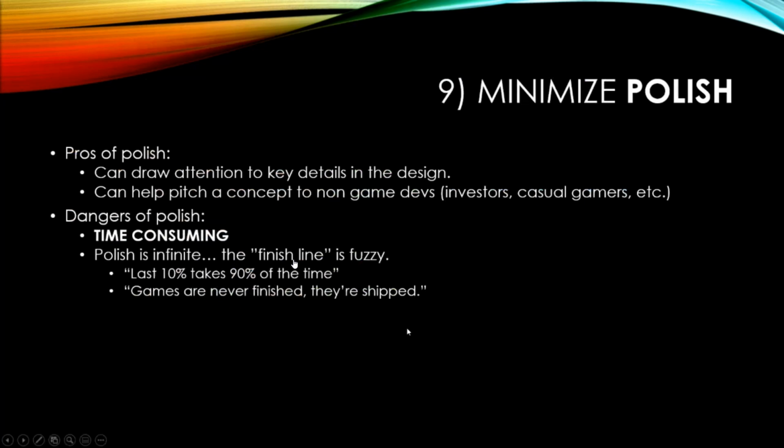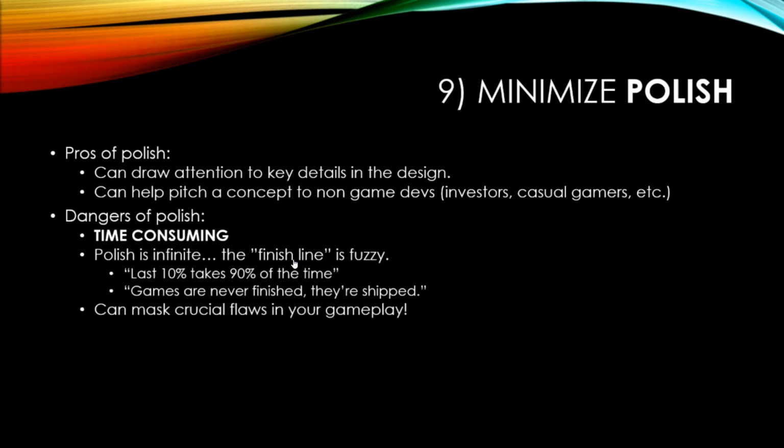Another way to think of it is games are never finished, they're shipped. And what that means essentially is that you can polish a game forever. You can always make it prettier. You could always make it cooler and smoother and slicker. But at some point, you have to draw a line and ship the thing. So yeah, just be careful about that rabbit hole when you're prototyping.